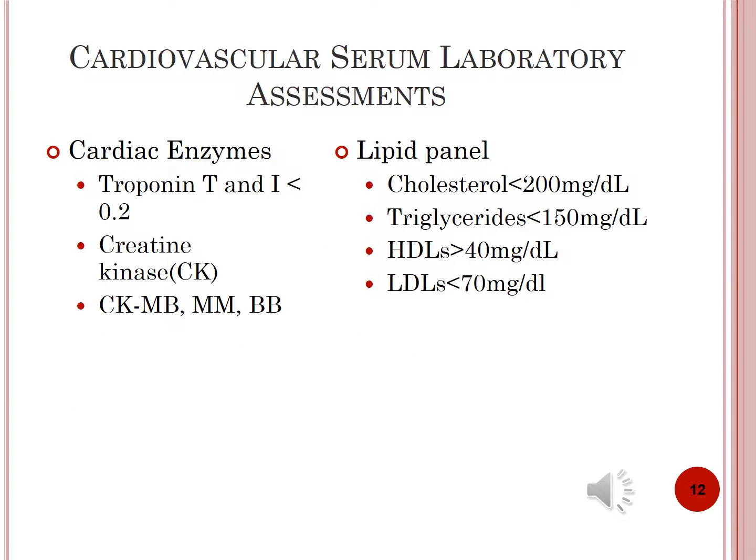Okay, some additional cardiovascular labs that we need to be aware of. Cardiac enzymes. I'm sure many of you have heard the term cardiac enzymes before. Troponin should be less than, and I'm not sure why I didn't write these on this slide. Well, take note. Troponin should be less than 0.2.